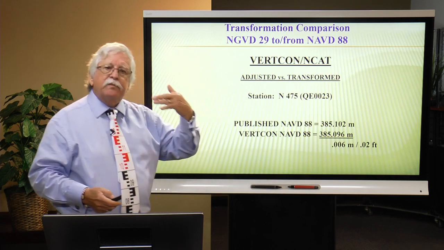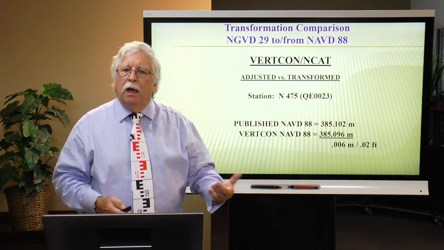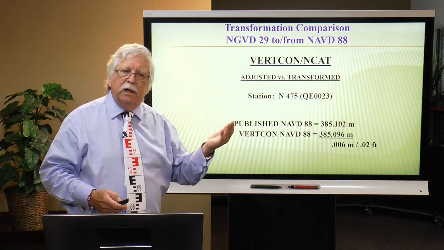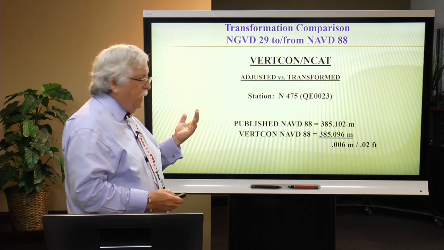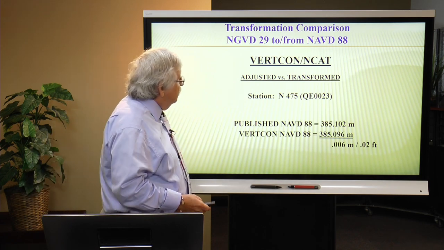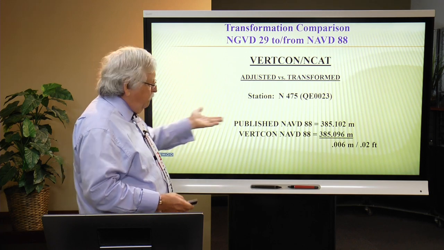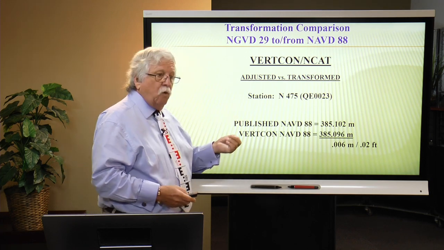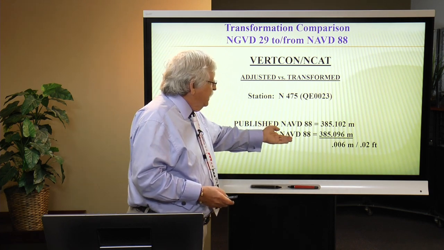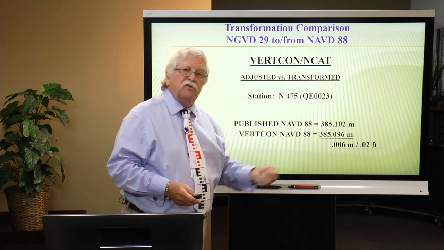On the vertical side, again, it's in NCAT. But it's the VERTCON transformation. It works in a very similar way to what DADCON does. I just, again, picked a random benchmark in the country. This one happens to be up in Oregon. I use its horizontal coordinates. I run it through the tool, and it predicts what the NAD88 height was. You can see it's 6 millimeters.